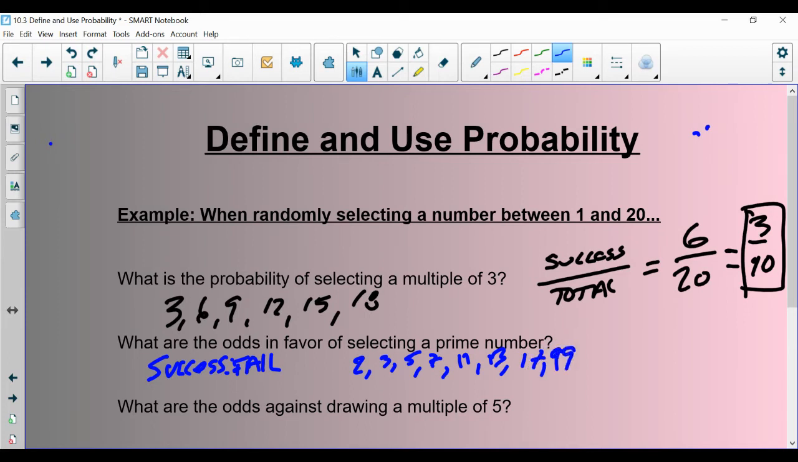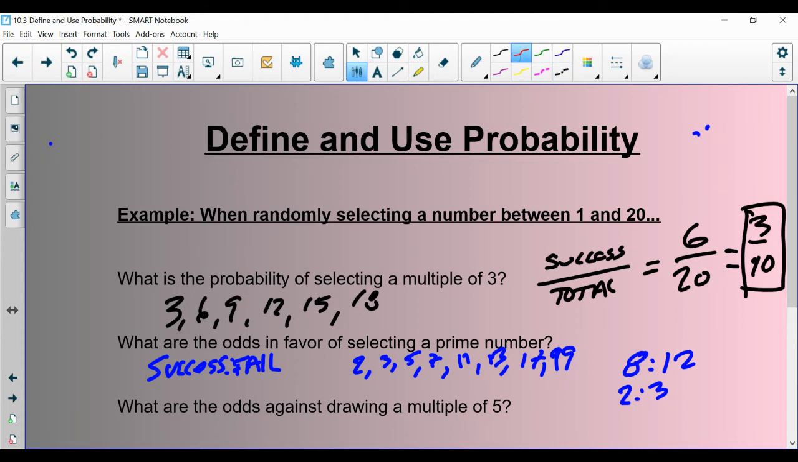So I've listed all of the successes. 1, 2, 3, 4, 5, 6, 7, 8. There are 8 ways to succeed in this. And if I know there are 20 total numbers and 8 of them are successes, that must mean that 12 of them are fails. I could list them if I needed to. And as I stated previously, you do need to reduce your answers, whether they're probability or odds. These are both multiples of 4, and so this would reduce to 2 to 3.